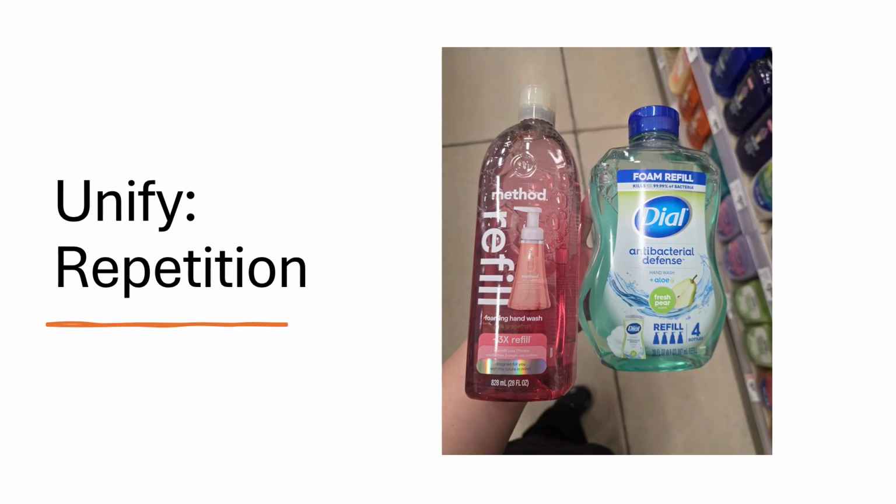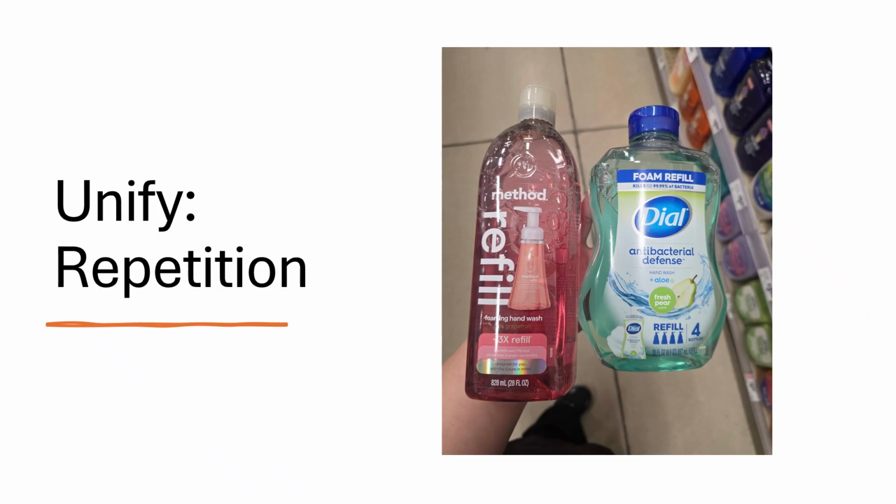Next is unify, and we'll be focusing on repetition. In this photo, we have 2 hand soap refills, one from Method and one from Dial. Method's design repeats clean shapes and minimal typography. The bottle, label, and color palette all work together, while Dial's label has more going on. It has different fonts, icons, and a layout style that doesn't really connect. Method's repetition builds unity and brand recognition, and Dial could really benefit from streamlining its visual elements.